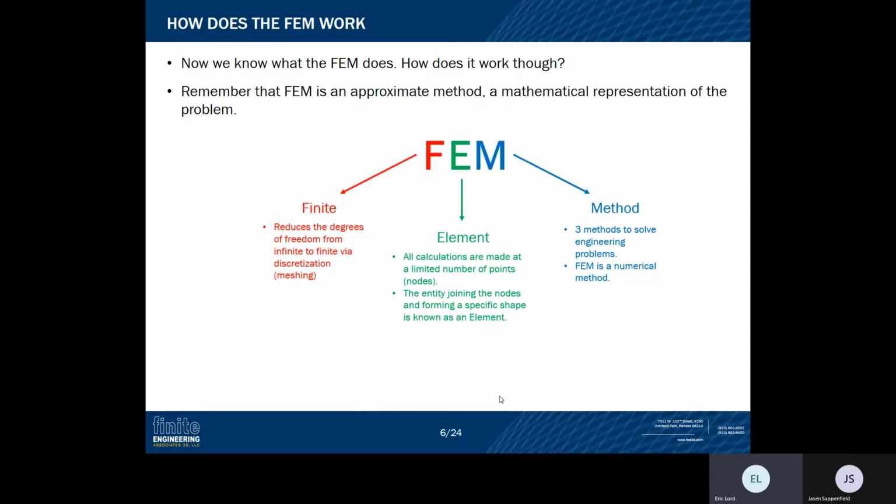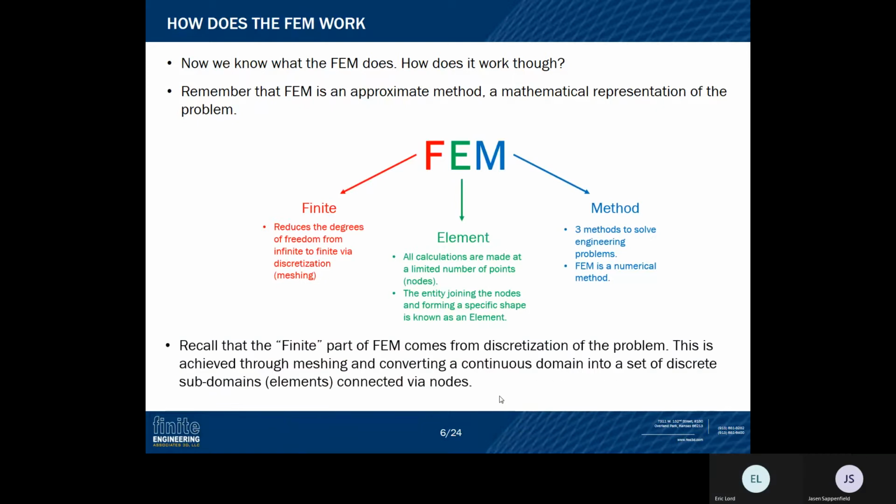And then we have M, the method. Again, this goes back to the 3 methods to solve engineering problems that we talked about: the analytical, numerical, and experimental. In this case, FEM is a numerical method. If we recall, the finite part of FEM comes from the discretization of the problem. This is achieved through something we call meshing, where we convert the continuous domain into a set of discrete subdomains. And again, these are our elements. Just to recap, all of these are connected to one another and have some kind of associativity between elements via the nodes. Those are the 2 main things: elements and nodes.